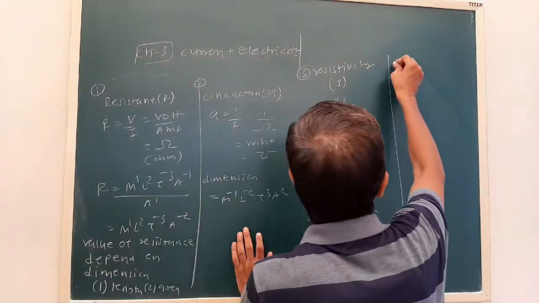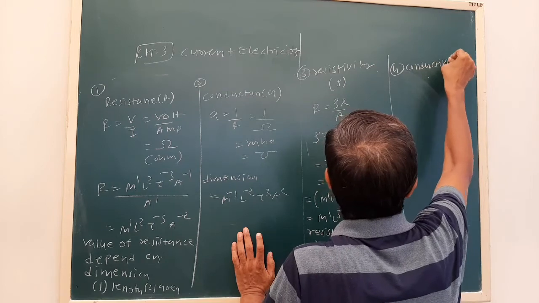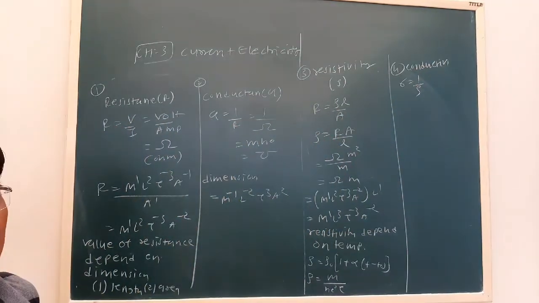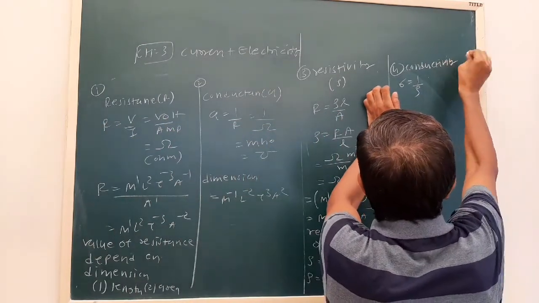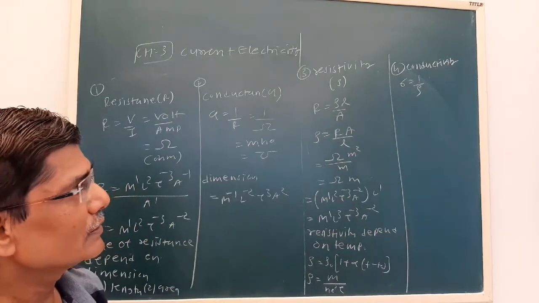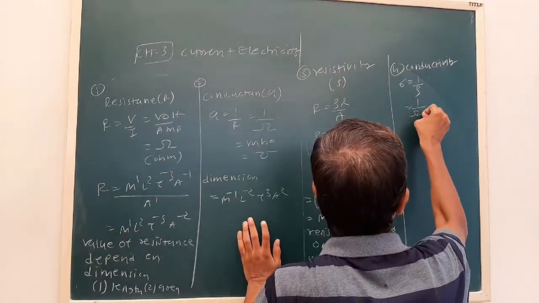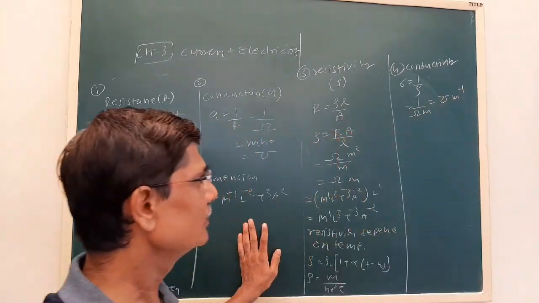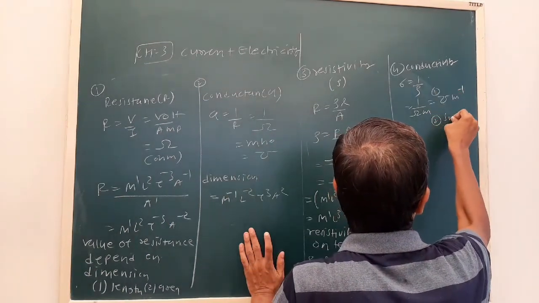And the fourth is conductivity. Sigma is 1 upon rho. Okay, so the unit will be reciprocal of the resistivity, which is called conductivity. So it will be 1 upon ohm meter. So this will become mho meter inverse. Okay. Another unit is Siemens meter inverse.